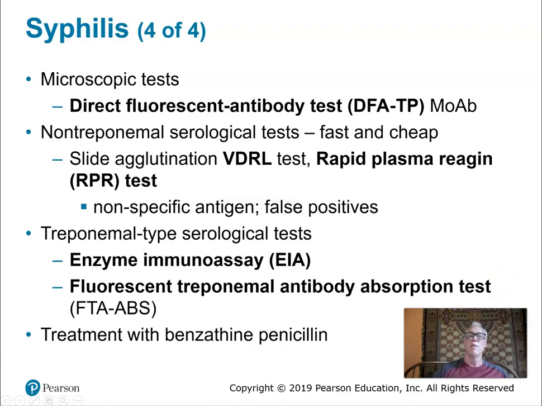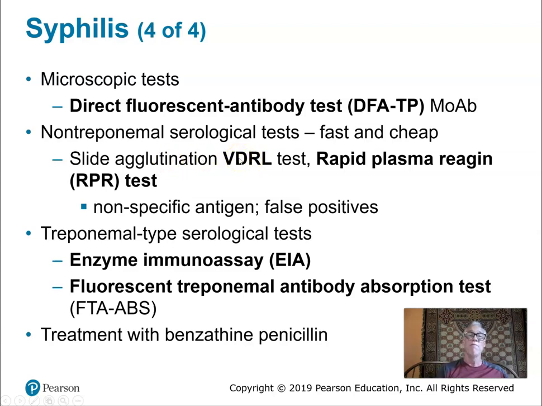Syphilis direct fluorescent antibody test. We looked at that way back, and it's still a commonly used test. There are a couple of serological tests which are interesting. They use a mixture of cardiolipin, lecithin, and a couple of other cholesterol, and for some reason they will agglutinate antibodies against Treponema. There are a couple of these tests, the rapid plasma reagent test and the VDRL test. It's a slide-based agglutination test.